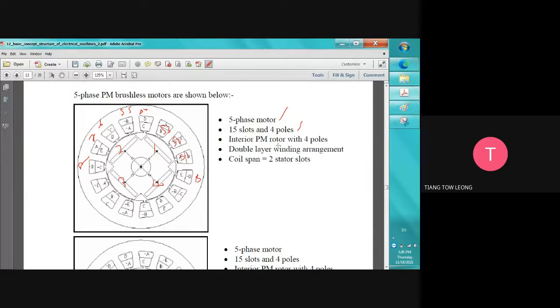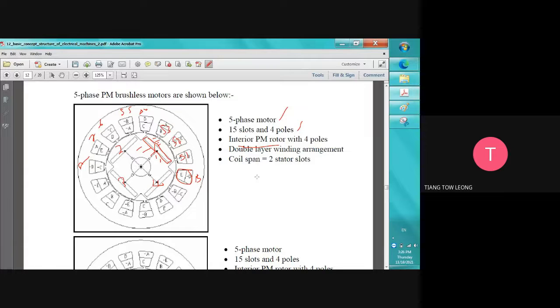So this is an interior permanent magnet motor, which means the magnets are inside the rotor iron. You see this one, we still have a rotor iron here. Rotor iron. Double layer winding arrangement, double layer. This is double layer.